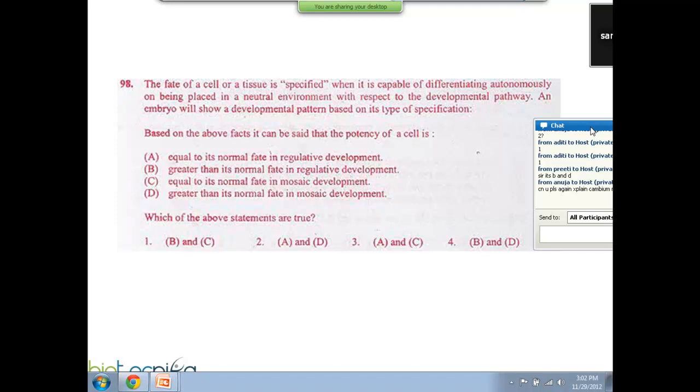So even you cannot use my strategy. But still you can use my strategy. You can answer even if you don't remember anything.